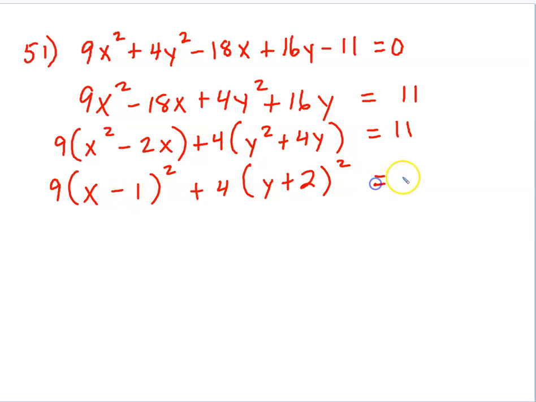So to balance out the equation, I'm going to take negative 1 squared, which is 1, times 9. So I'm going to add 9 for completing the square on x. And then 2 squared is 4. 4 times 4 is 16. And that balances out completing the square on y.